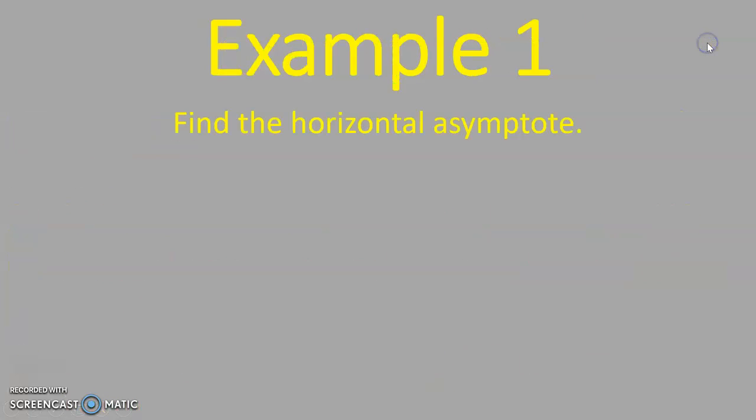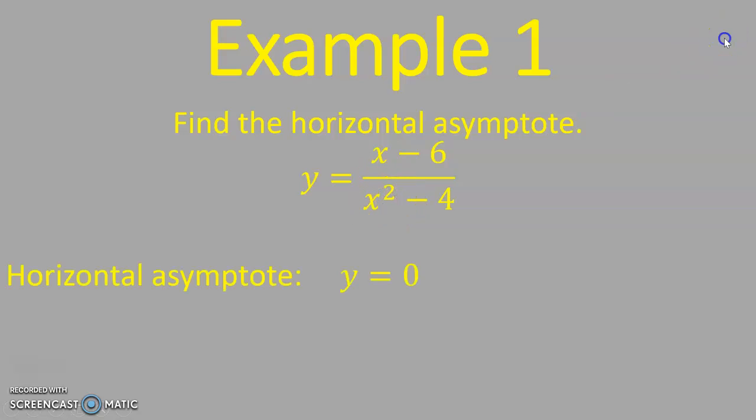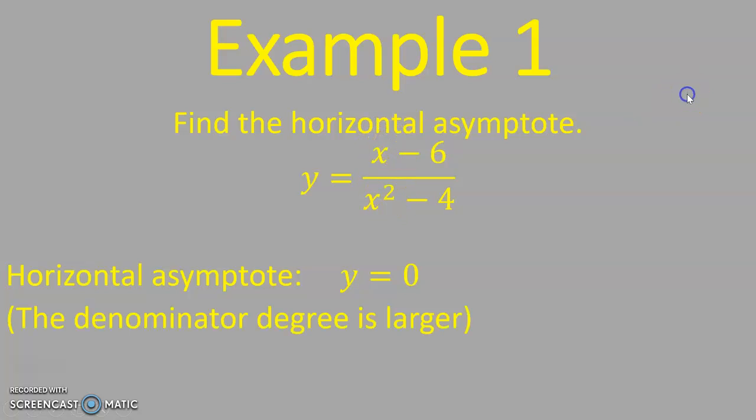So first example, find the horizontal asymptote. So right here, notice that the denominator degree is bigger. So do you remember the rule if the denominator degree is bigger? Well, the horizontal asymptote is y equals 0. Regardless of what any other number is, your horizontal asymptote is always y equals 0 if the bottom degree is larger. 2, the degree here, is bigger than 1, the degree on top.